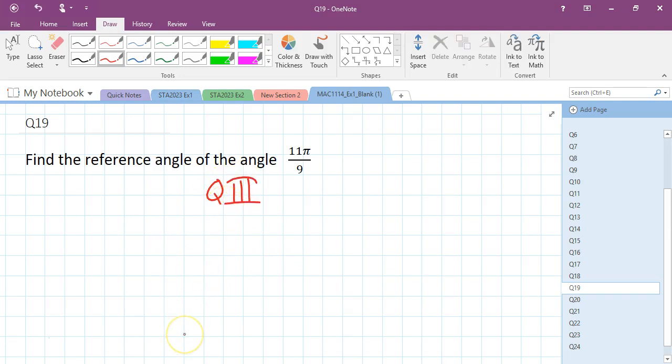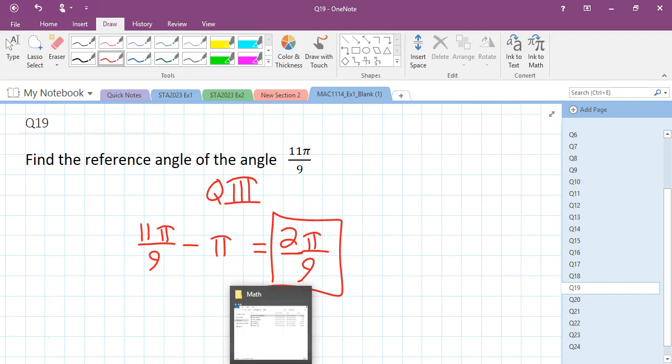What is the formula for finding the reference angle in quadrant 3? The angle minus pi. So basically you're taking 11/9 and subtracting 1 from it. And what do you get? 2 pi over 9. And that's all they want. They just want the reference angle. 2 pi over 9. Okay?